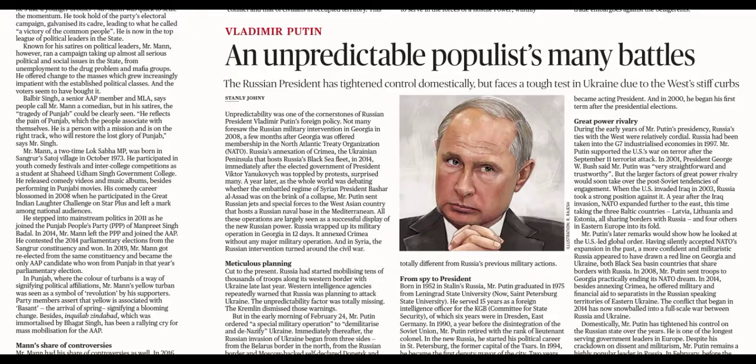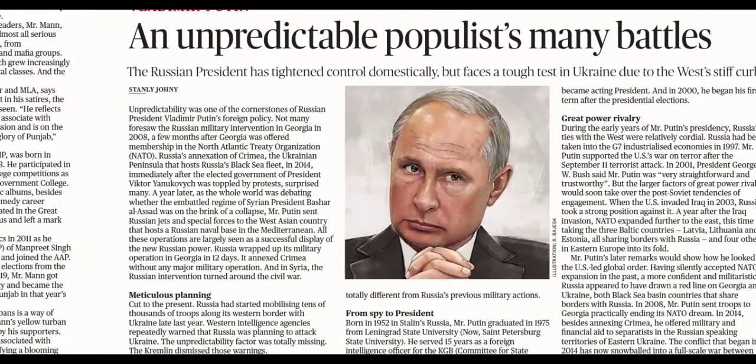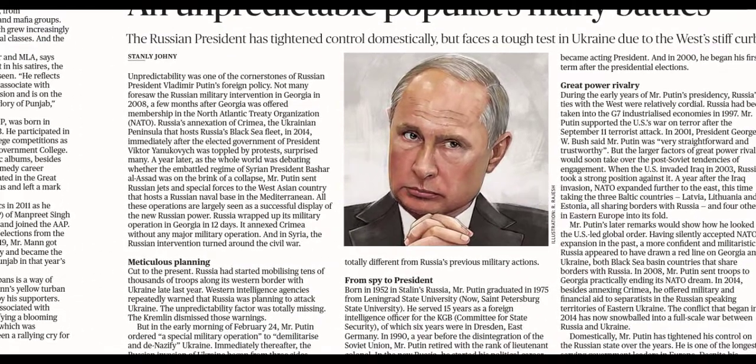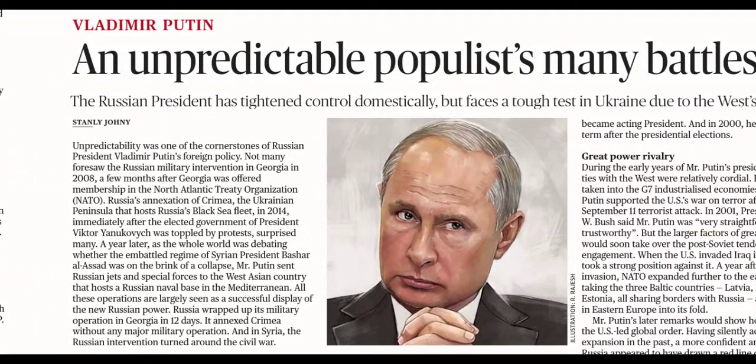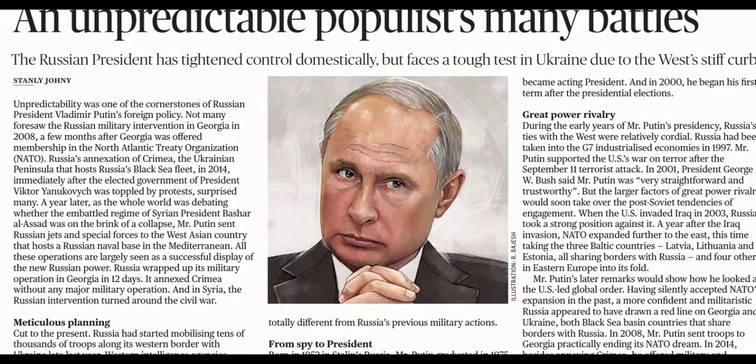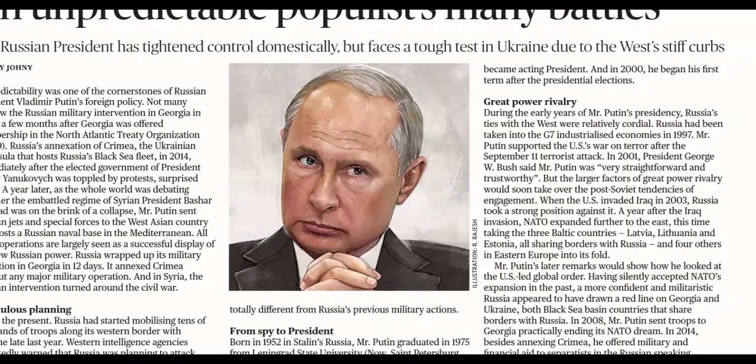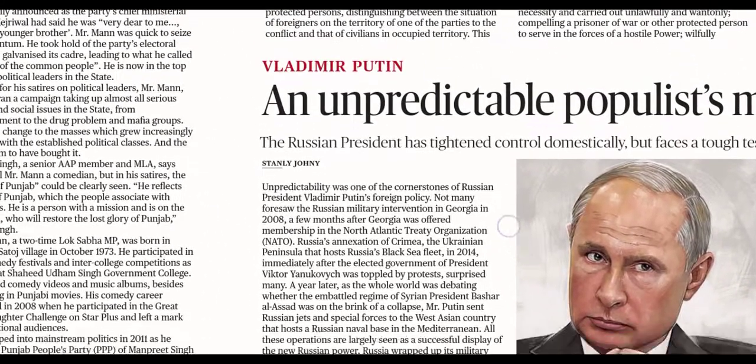An unpredictable populist-minded strongman. Why? The Russian president has tightened control domestically but faces a tough test in Ukraine due to stiff resistance. What is the story so far?